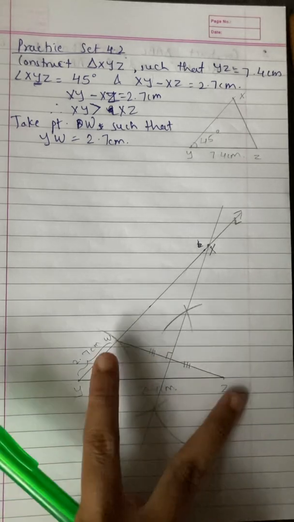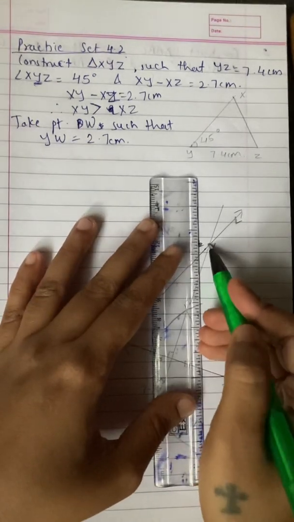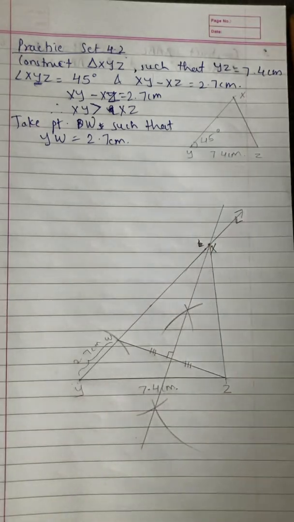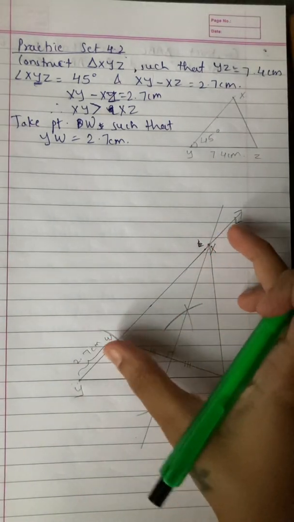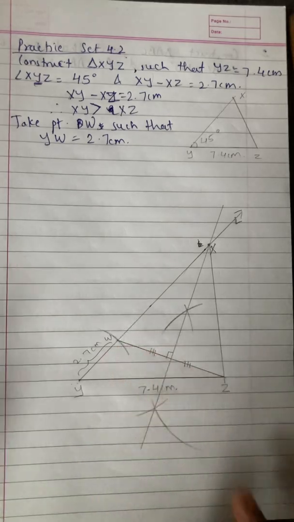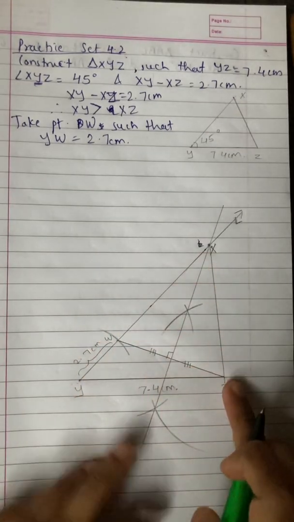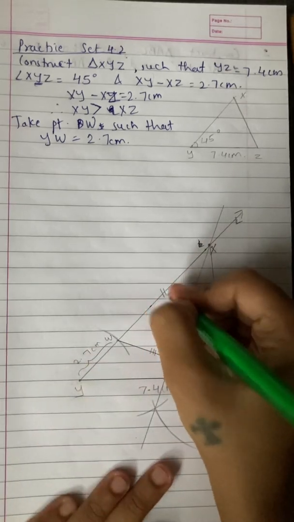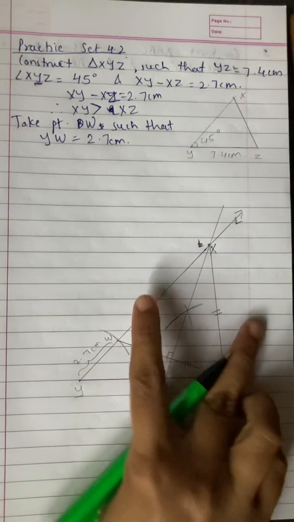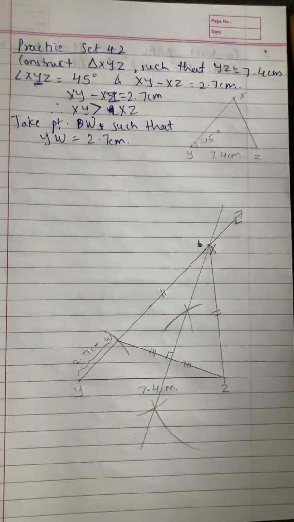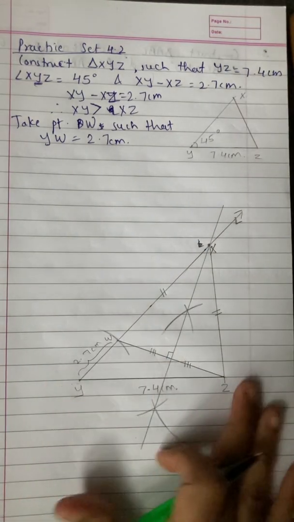of segment WZ, and now you can join Y and Z to get the actual triangle. So X lies on the perpendicular bisector of segment WZ, and that's why it is equidistant from the end points of the segment. So these 2 segments also you can show how they are equidistant by giving the same symbol. So this construction, you can see, was so easy.